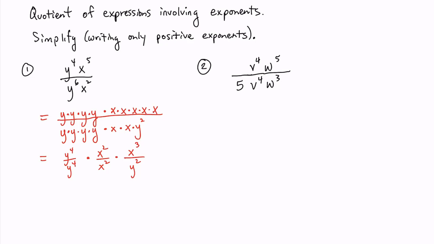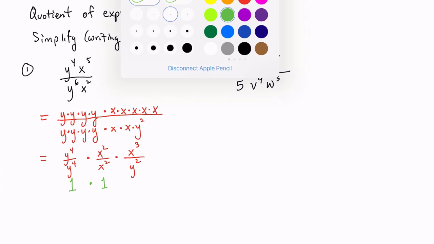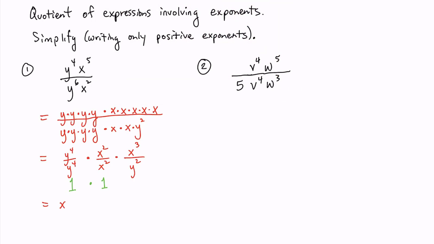So these reduce to 1. And then what do we have left? We simply have x to the third power over y to the second power. There's the final expression. Let's look at problem number 2.